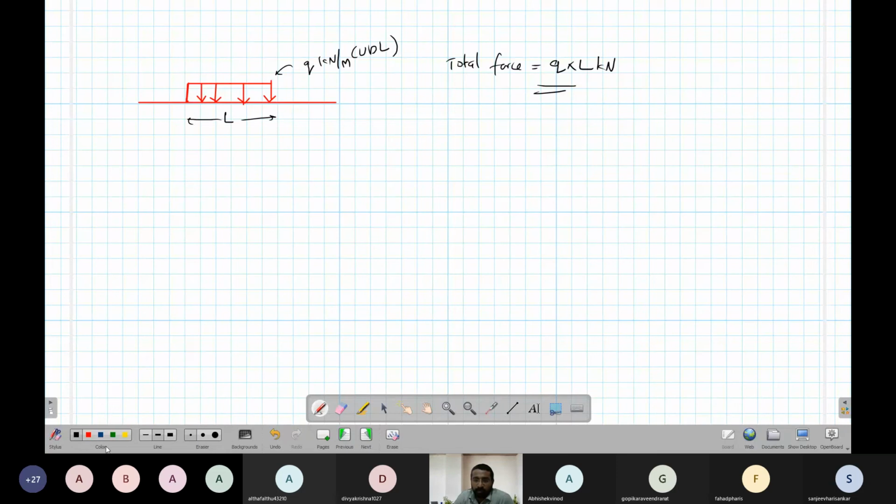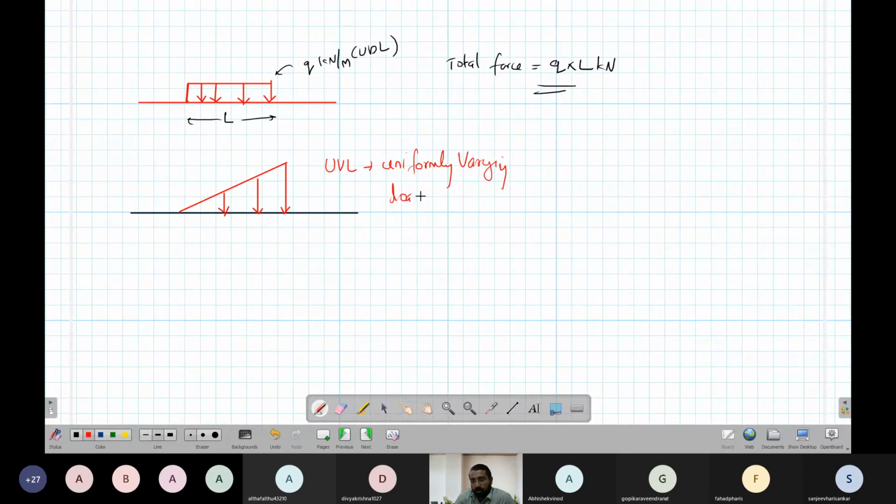Okay, there are some more loads along with UDL. There is something called uniformly varying load. It will be something like this. This is what is known as uniformly varying load. Right. Okay. So this load also is there, so we will see this also. Before that, we have to do some problems due to UDL.